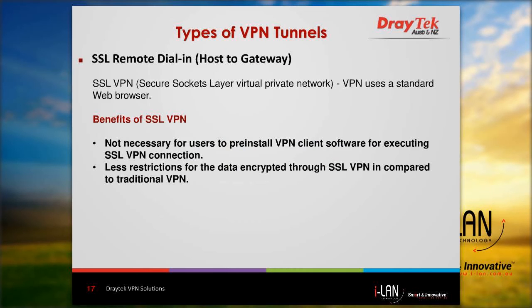And another type of VPN tunnel is the SSL VPN. That is a secure sockets layer virtual private network. It's a type of VPN that can be used with a standard web browser. And there are two benefits that SSL VPN provides, and these are shown on the page here. Firstly, it's not necessary for users to pre-install VPN client software to establish an SSL VPN connection. So you just use your web browser. And there are fewer restrictions for the data encrypted through SSL VPN when compared to traditional VPN.